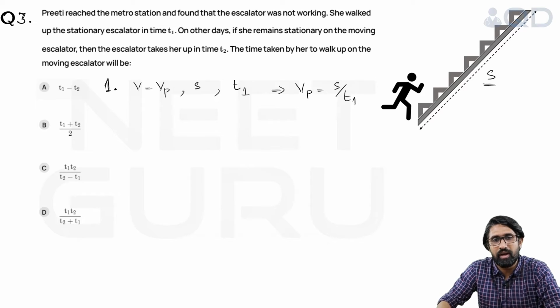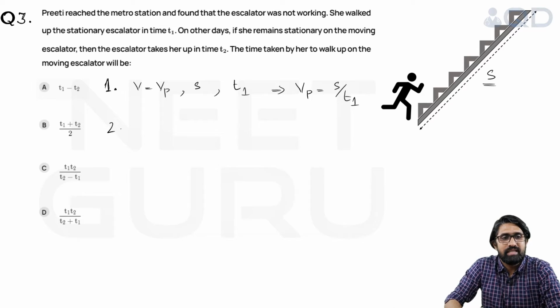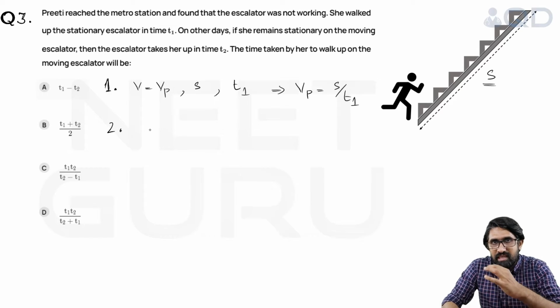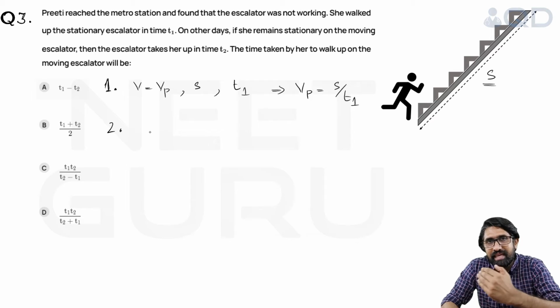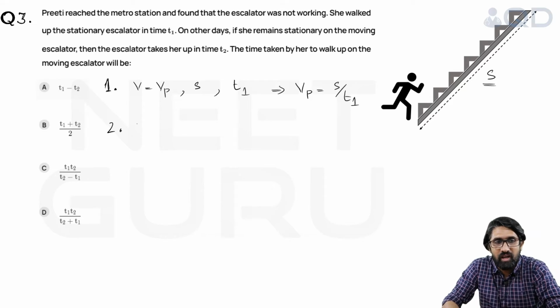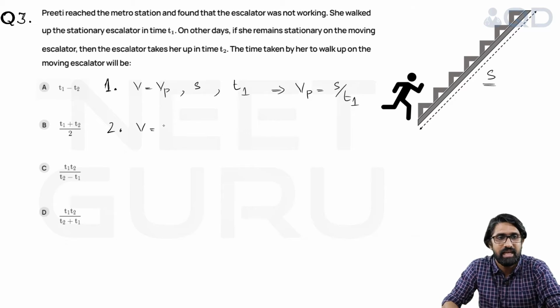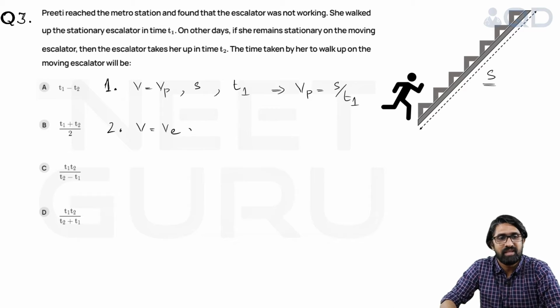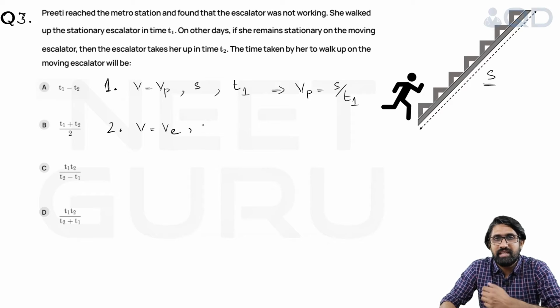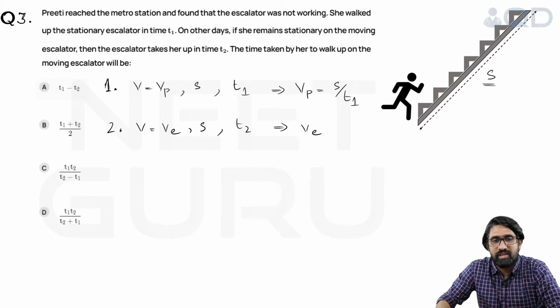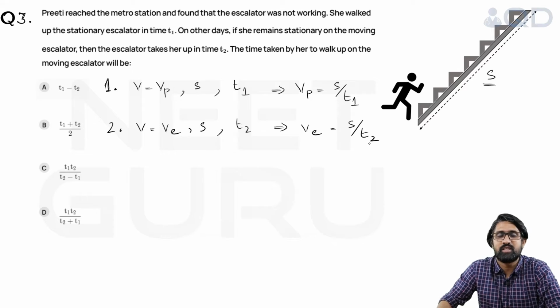Now, in the second case, Preeti is staying stationary and the escalator is moving. In that case, the velocity with which she is moving would be purely the velocity of the escalator, that is Ve, velocity of the escalator. The distance that she then would have to travel is again s, and the time taken for that process is given in the question as t2. From that data, we can say that velocity of the escalator Ve will be equal to the distance covered by time taken, that is s by t2.